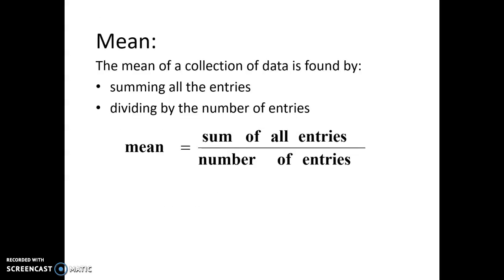The mean is when you add them all up, add all the numbers up, and divide by how many there are. It's also known as the average. That's how you calculate it by hand. So find the mode. There's your data set. Which one occurred the most?